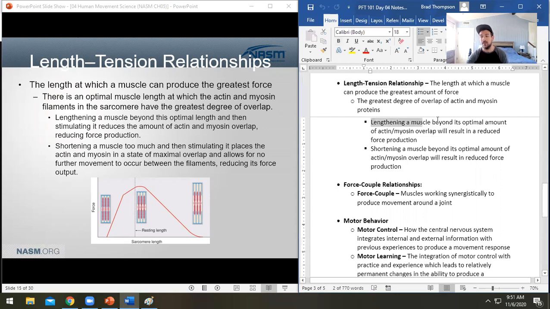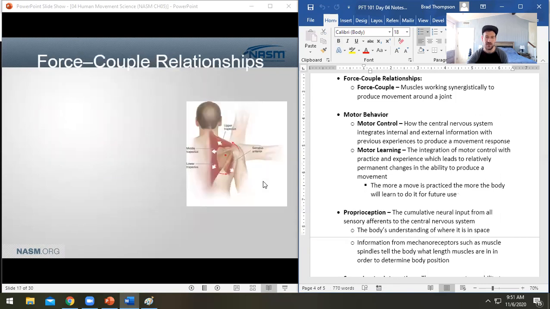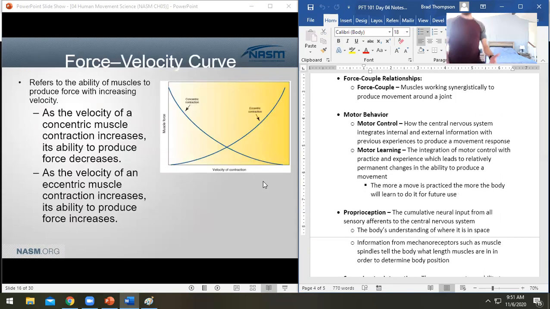So lengthening a muscle beyond its optimal length means that there is not enough actin and myosin overlap, so that will result in reduced force production. Shortening a muscle beyond its optimal length, optimal amount of overlap, that will also result in reduced force production. So let's go back to my example. Let's just say I've got a 100-pound barbell, right? And I can lift 100 pounds once, right? That's my 1 rep max, 100 pounds, let's just say for the sake of argument.